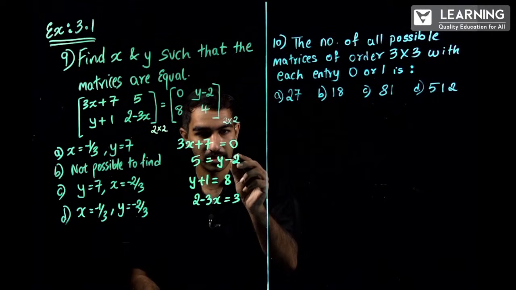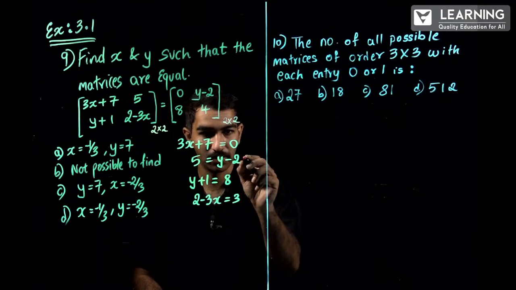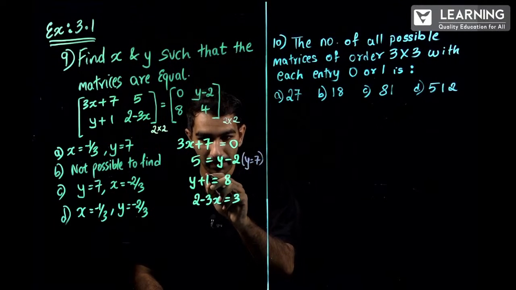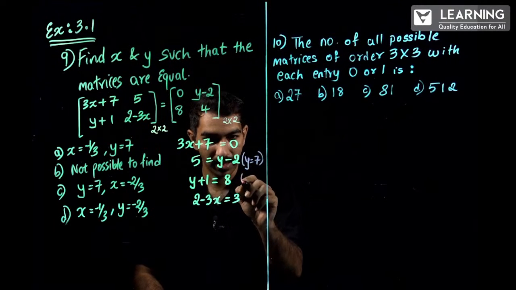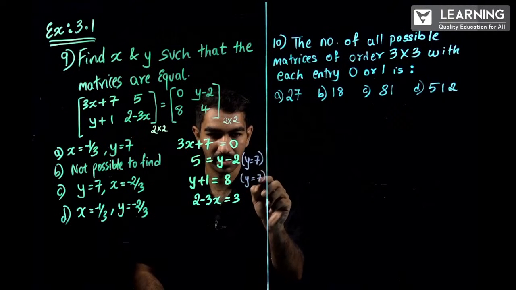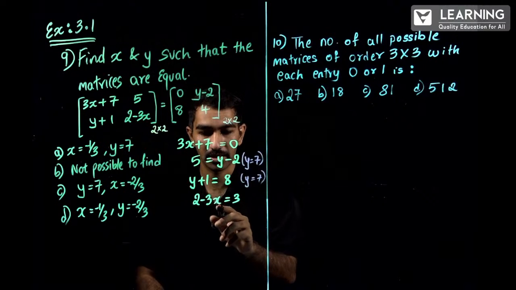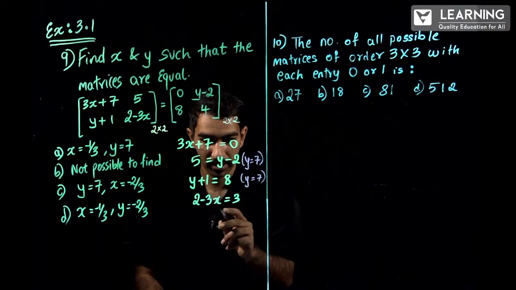So if you solve this, send minus 2 to that side, what will y become? y will become equal to plus 7, correct? Same thing, send this plus 1 to that side, again y is becoming how much? 7. So now you know the value of y, right? So we have to find out the value of x. So from here, I think we can do it.